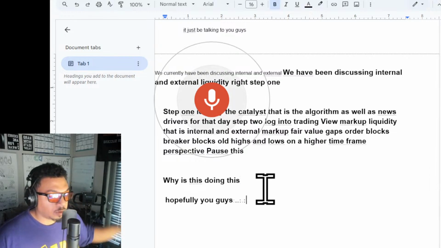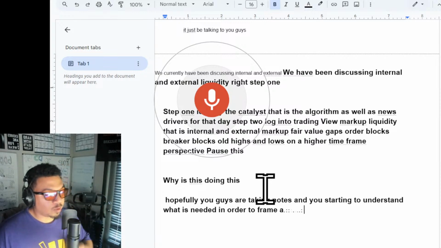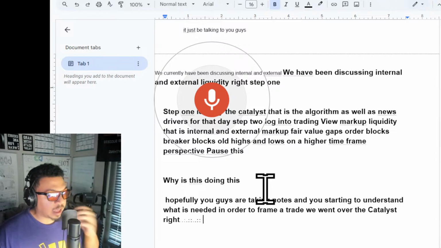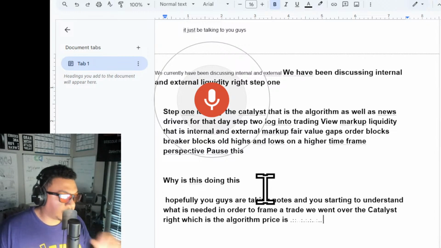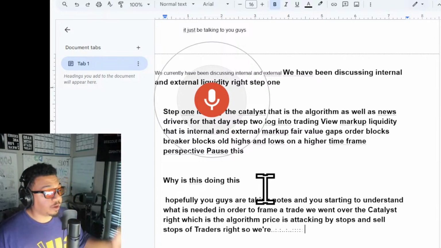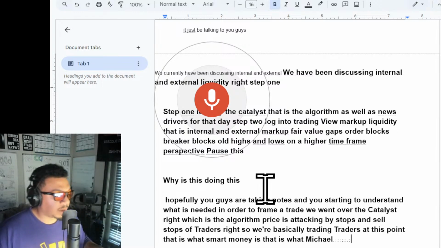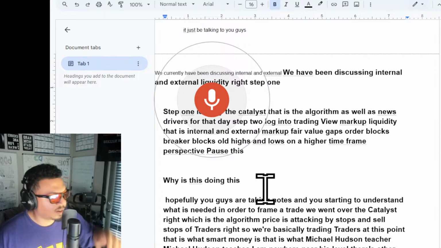Hopefully you guys are taking notes and you're starting to understand what is needed in order to frame a trade. We went over the catalyst, right, which is the algorithm, price attacking the buy stops and sell stops of traders, right? So we're basically trading traders at this point. That is what smart money is. That is what Michael Huddleston teaches. I am nowhere near his level. There are other students on an even higher level.